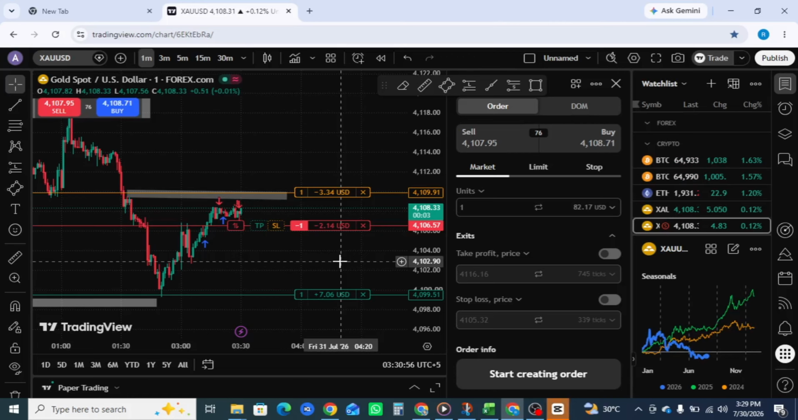Here's a pro tip: never open a short trade just because the price is falling. Wait for confirmation from your trading strategy, use proper risk management, and always place a stop loss before entering the trade. Consistency is far more important than trying to catch every market move. And that's how you can take a short position in TradingView paper trading.